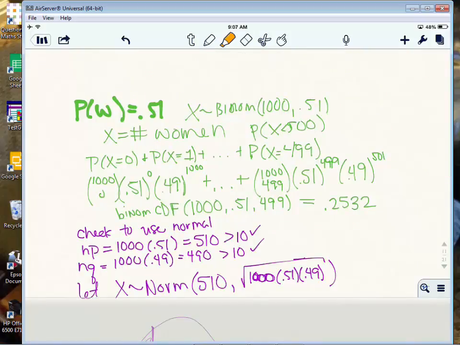Suppose that 51% of US residents are women. In a random sample of 1,000, what is the probability that fewer than 500 women are selected? Use the binomial model and the normal approximation and compare results.